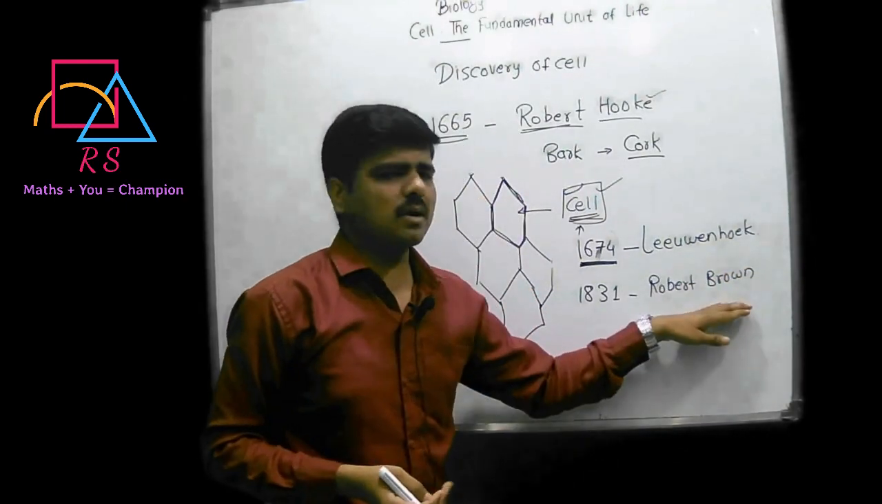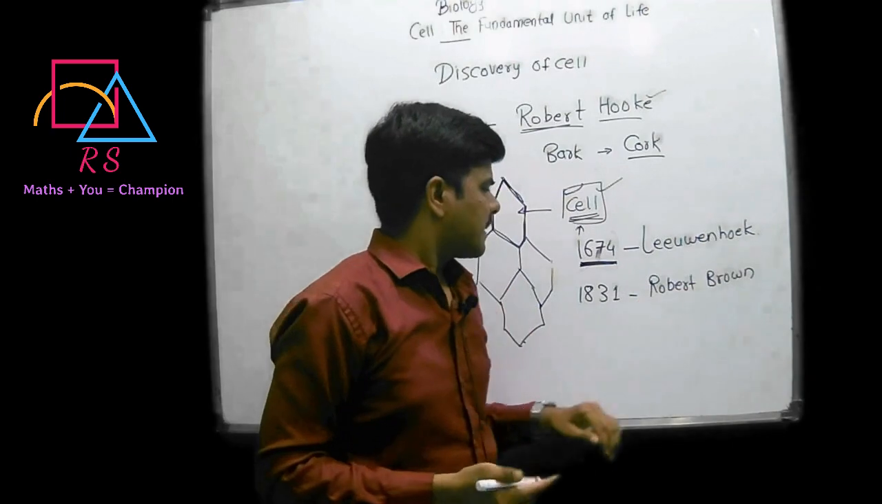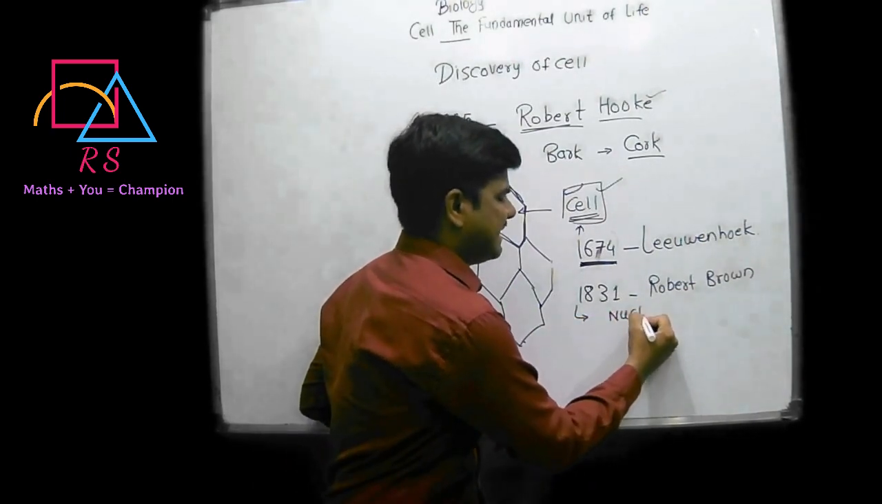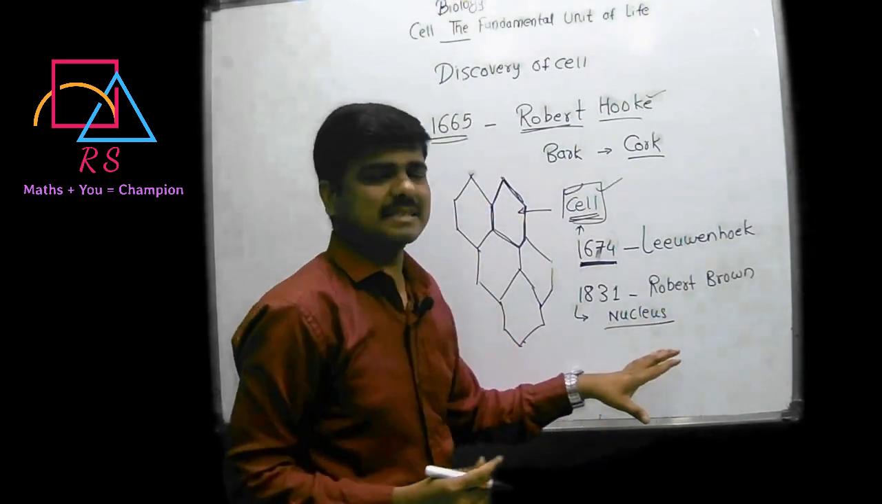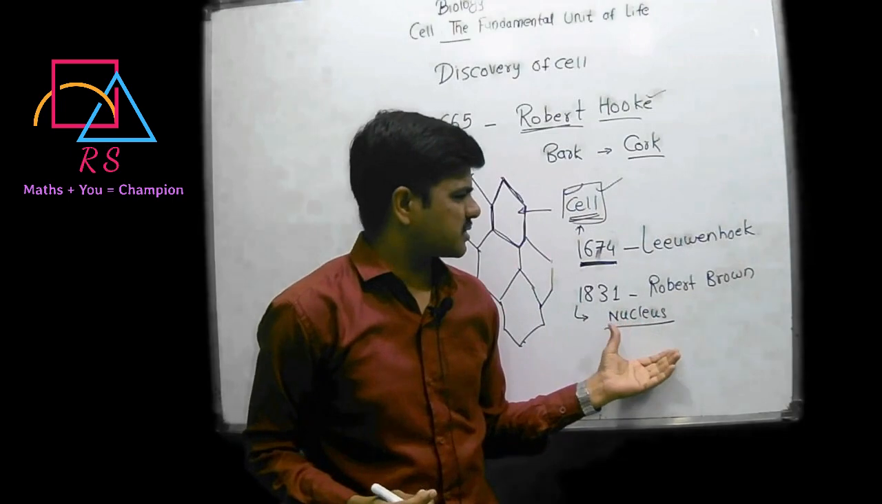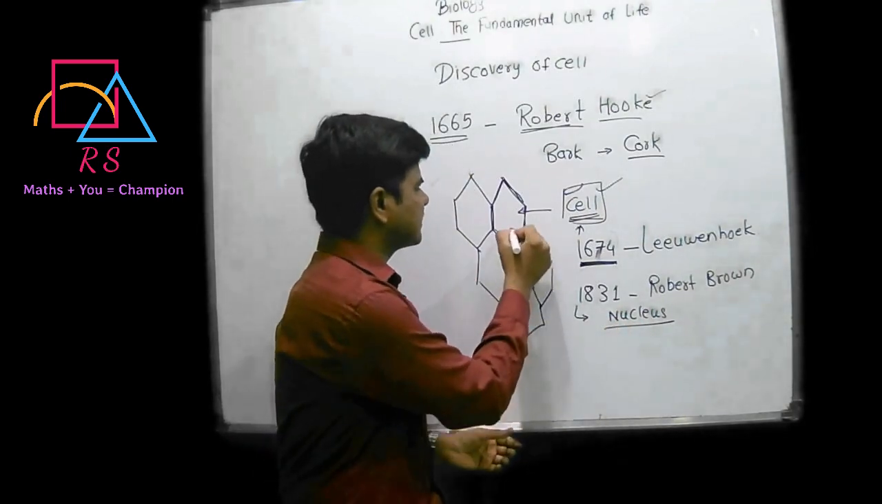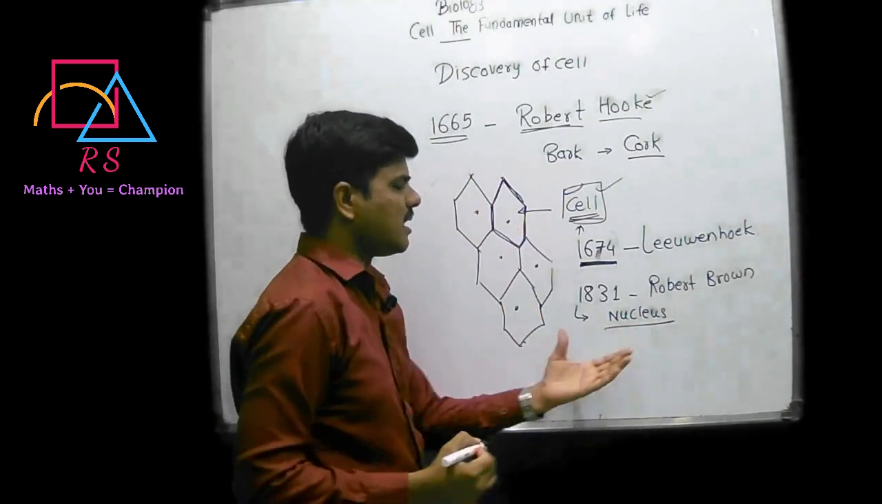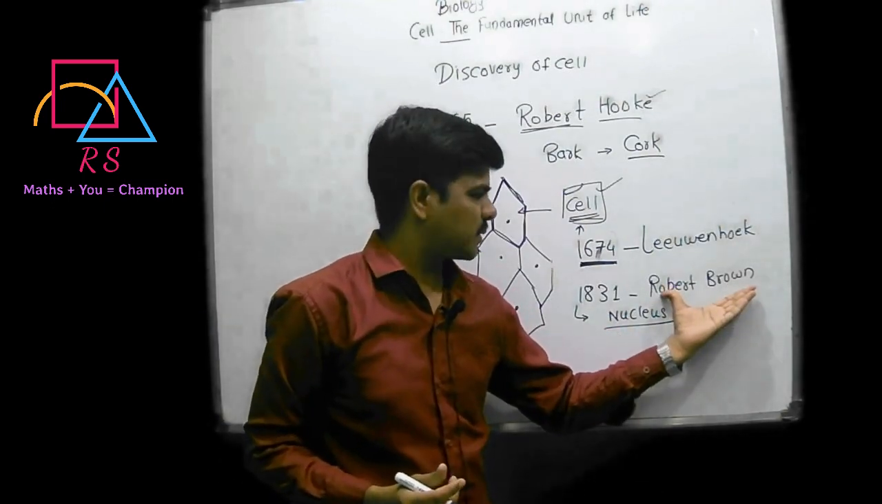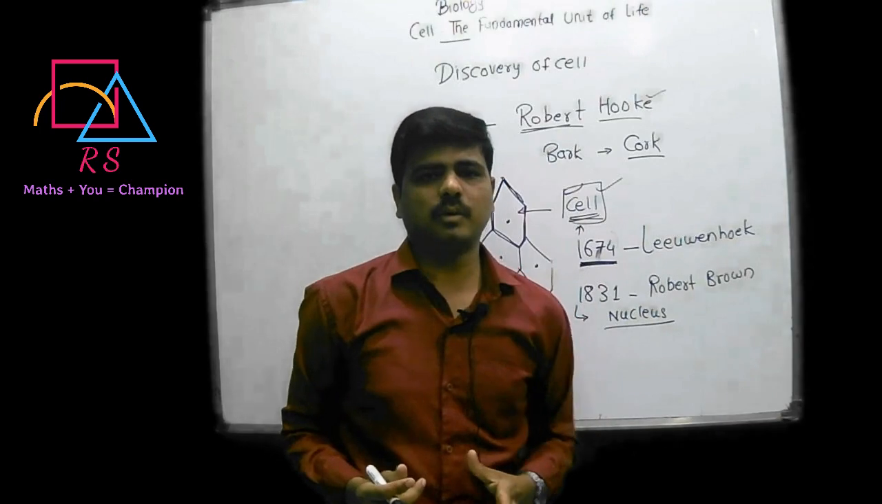So what has Robert Brown told us about? Robert Brown termed a concept called nucleus. So he discovered the nucleus, the central portion. What he said was that the central portion in all these cells is nothing but the nucleus. So the term nucleus was given, and the discovery of the nucleus was done by Robert Brown.